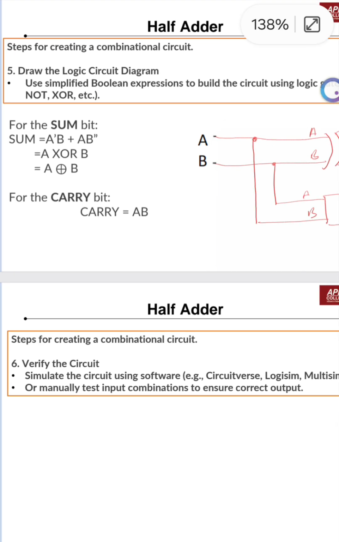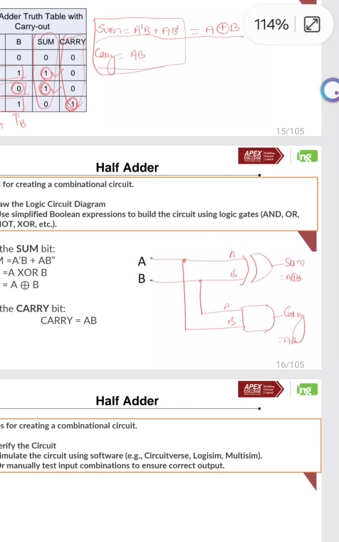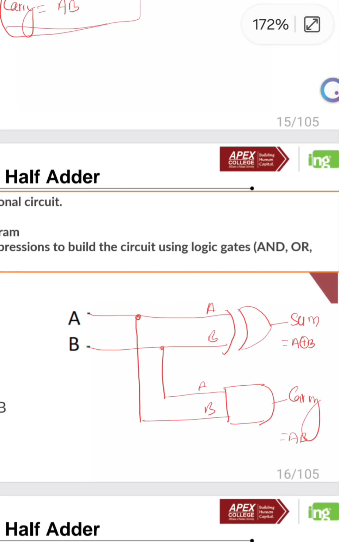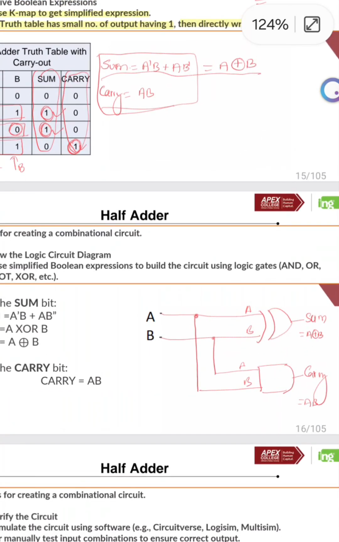In step 6, we need to verify whether the circuit works for all combinations of inputs. At first, you check for 0 0. Is the sum of 0 0 equal to 0 or not? The XOR of 0 and 0 is always 0, because we also know the property of XOR: the output of XOR is high only if only one of the inputs is high. If both the inputs are low or both the inputs are high, the output is going to be low. That's why for 0 0, the output is also 0, which is true. For 0 1, the output is 1. For 1 0, the output is 1. And for 1 1, the output is 0, sum is 0. Similarly, you can check for the carry and validate whether the circuit is correct or not.